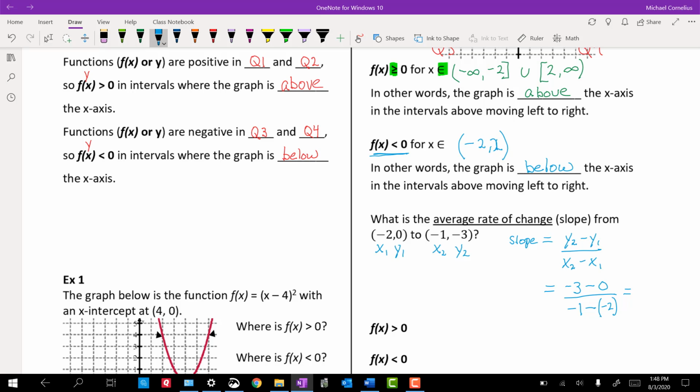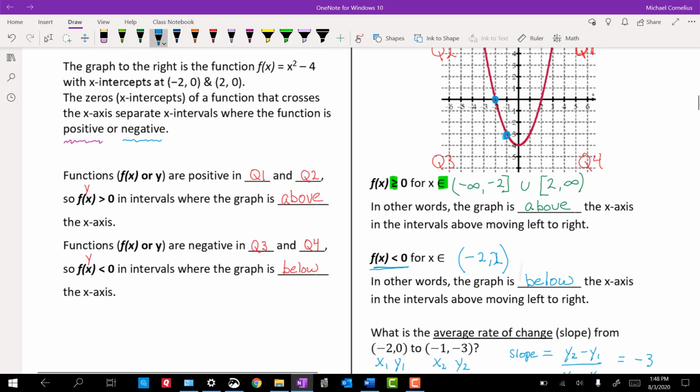What do we get on top? Negative 3 minus 0 is negative 3. On the bottom, we actually get negative 1 plus 2, which is positive 1. And so my slope here is equal to negative 3, or negative 3 over 1. Okay? It's a negative slope. That means it's dropping from the left to the right.